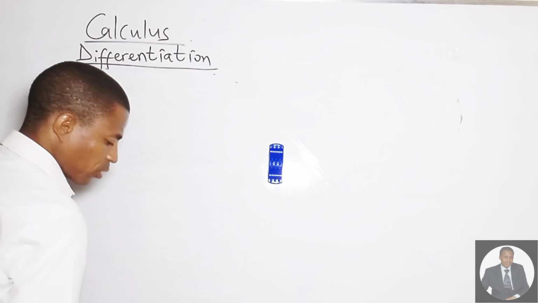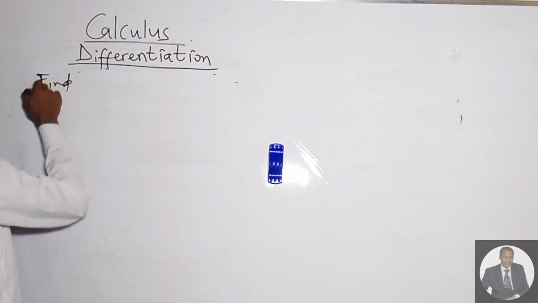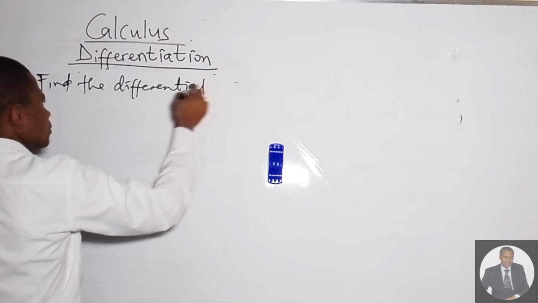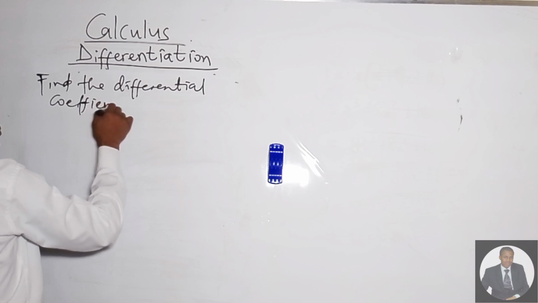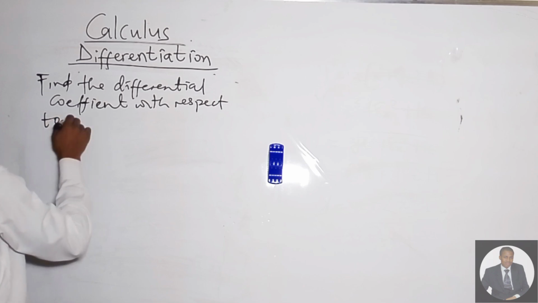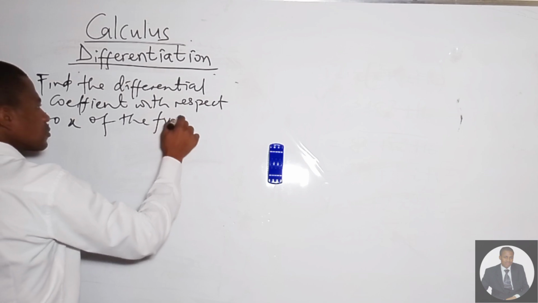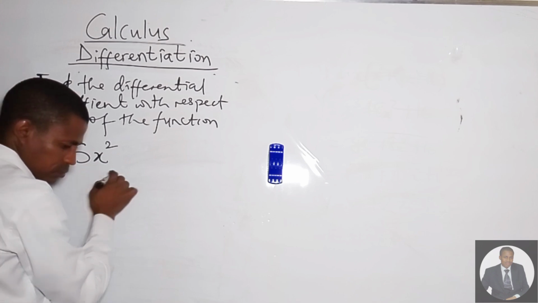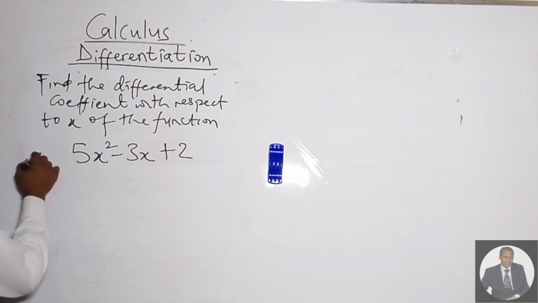Find the differential coefficient with respect to x of the function 5x squared minus 3x plus 2. So that's if y is this.